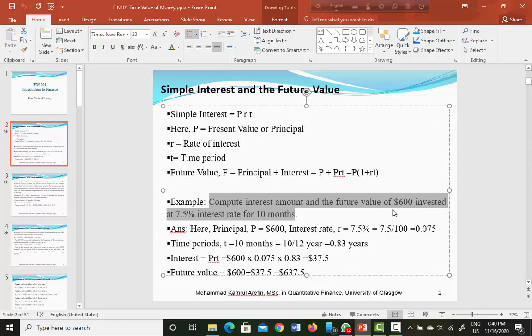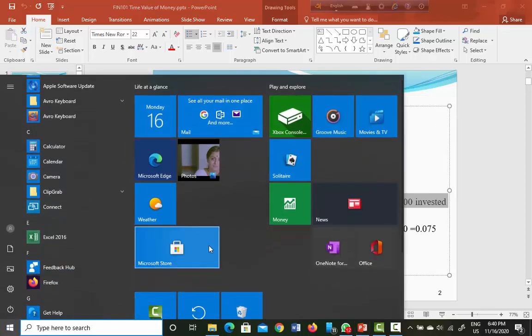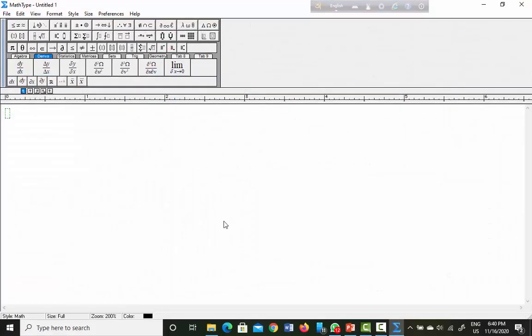So $600 is the principal amount or present value of investment. Right. The interest rate is 7.5%. So how much interest will we get? So the interest amount will be, so the interest will be what?